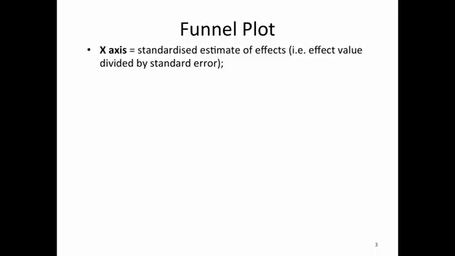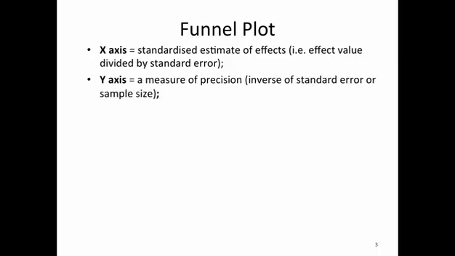Firstly, the funnel plot. To draw a funnel plot, you need two sets of values. On the x-axis, you plot the standardized effect estimate. Example, effect size Cohen's d, or odds ratio, or relative risk, either directly or after a logarithmic transform. In the y-axis, you plot a measure of precision, generally the inverse of standard error or the actual sample size values.